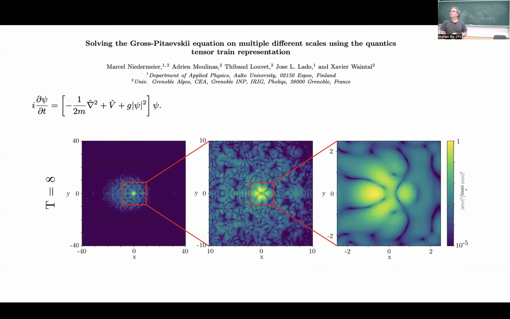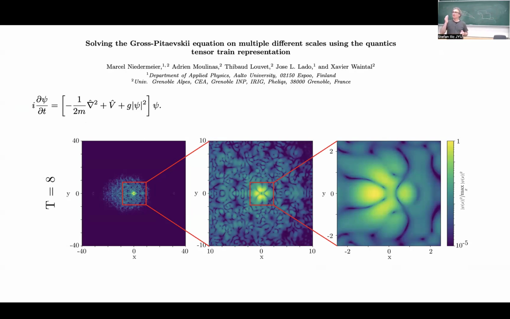Okay, there are multiple ways you could actually solve these things. The way we chose is to split the Laplacian on one side, and the things which are diagonal in space on the other side, so V and psi squared. You trotterize. And then you use the fact that the fast Fourier transform is free.